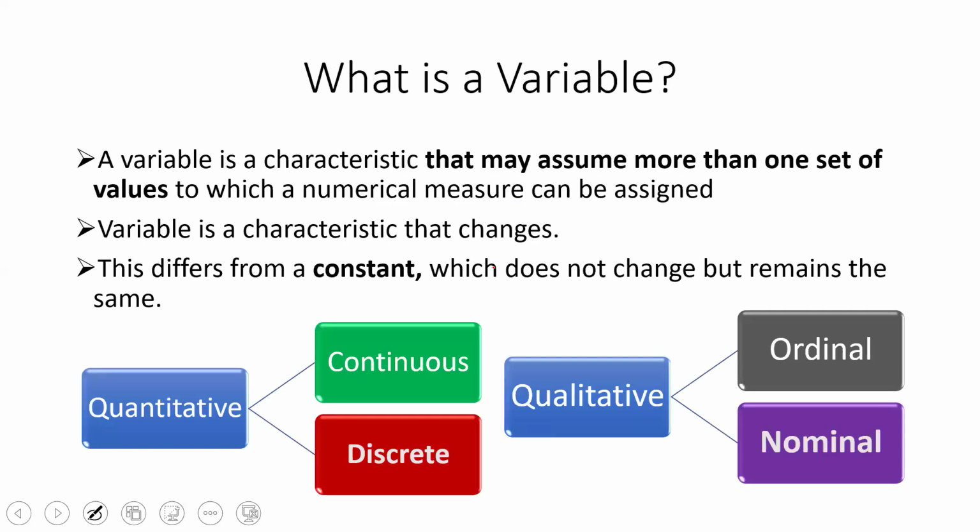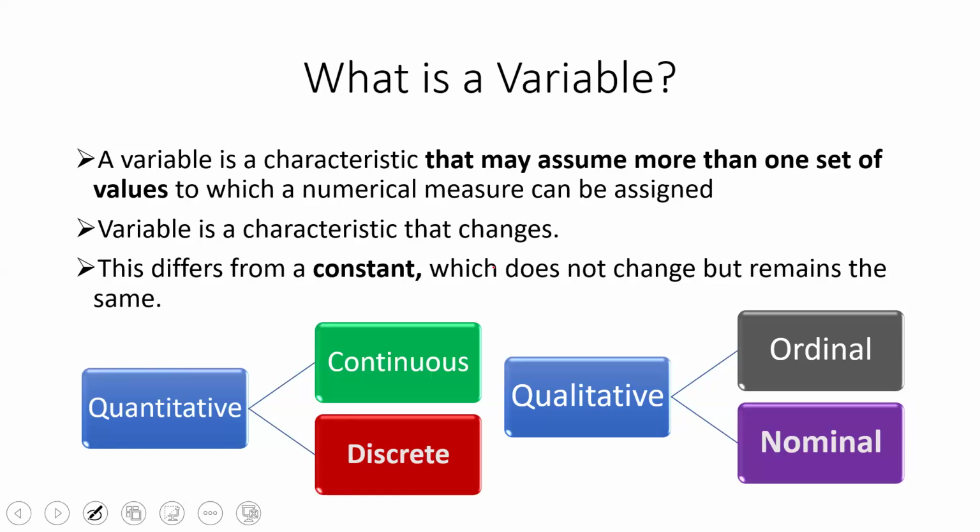So before I go further, because I'll be talking about some variables in the course of this class, I just want to revise briefly with us what a variable is. A variable is a characteristic that can assume values. Age, time, distance, anything that can vary is a variable. And you can then assign a measure to it. A variable is a characteristic that changes, unlike a constant which does not change.